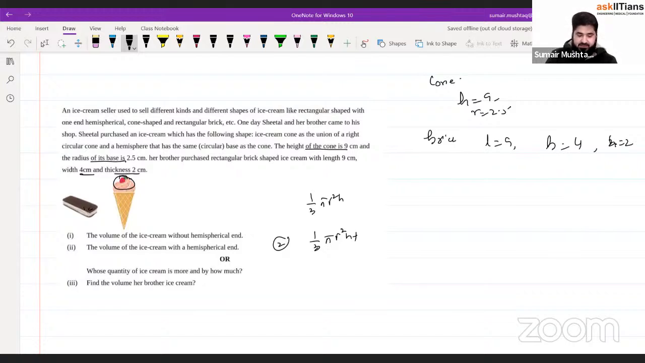But for the hemispherical end, what do you need to do at the end? What is the volume of the hemispherical end? Isn't that 2/3 pi r cubed? Volume of the ice cream with hemispherical end. Use this as well, get the answer.